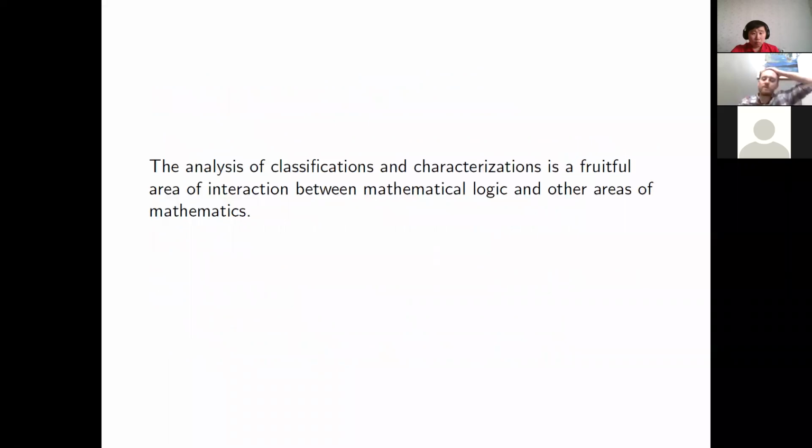So that brings me to the end of the talk. The takeaway is that this analysis of classifications and characterizations is a fruitful area of interaction between mathematical logic and other areas of mathematics, where logic really has something to say about things that other people actually cared about. Classifying problems and characterizing things, like the group cancellation problem, were something that people who did groups, and not mathematical logic, actually cared about. And we brought in these techniques to say something that they cared about. Thank you.